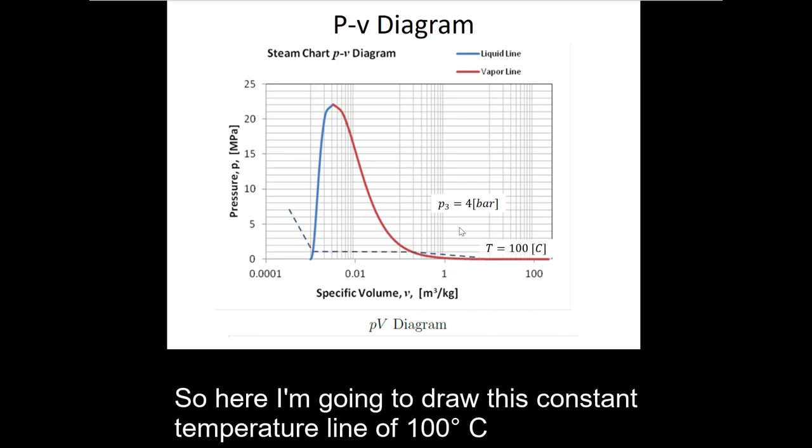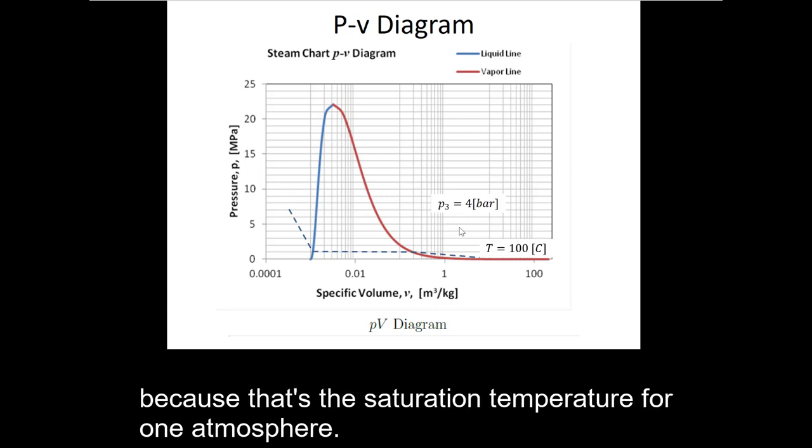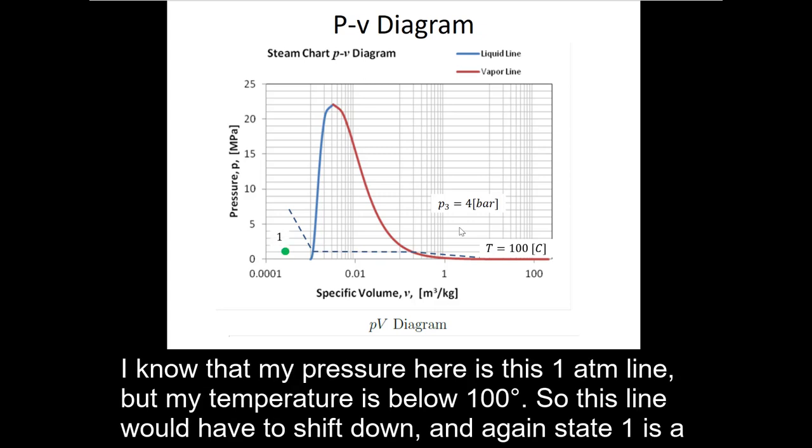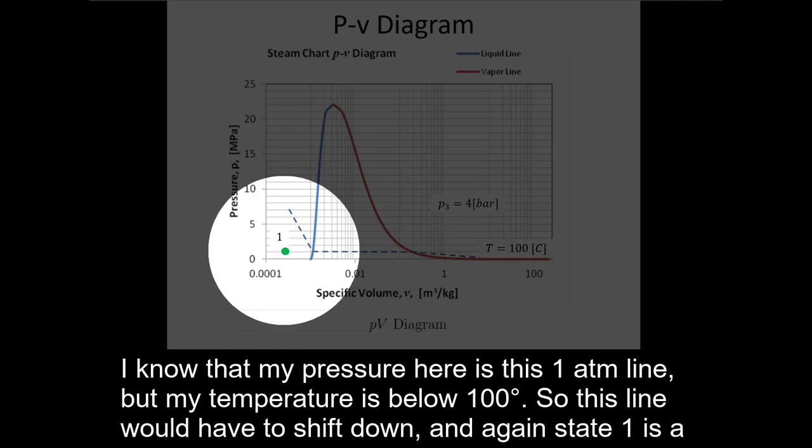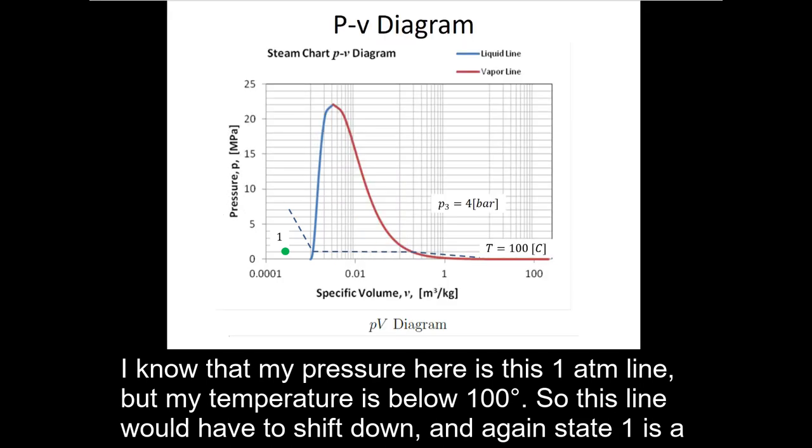So here I'm going to draw this constant temperature line of 100 degrees Celsius because that's the saturation temperature for one atmosphere. I know that my pressure here is this 1 atmosphere line, but my temperature is below 100 degrees, so this line would have to shift down. And again, state 1 is a subcooled liquid.